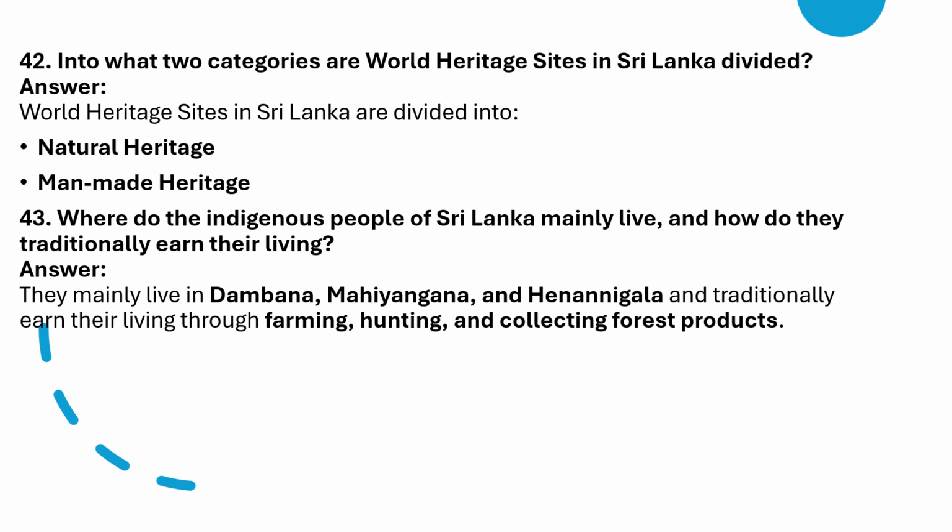Into what two categories are World Heritage Sites in Sri Lanka divided? Answer. Natural heritage and man-made heritage.